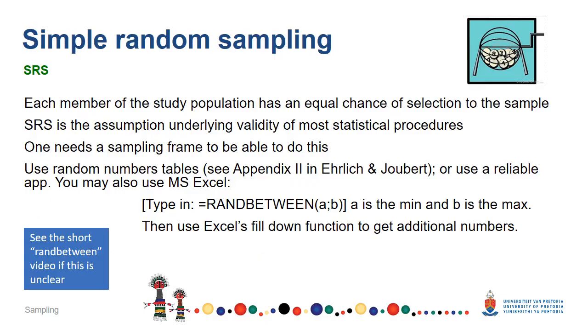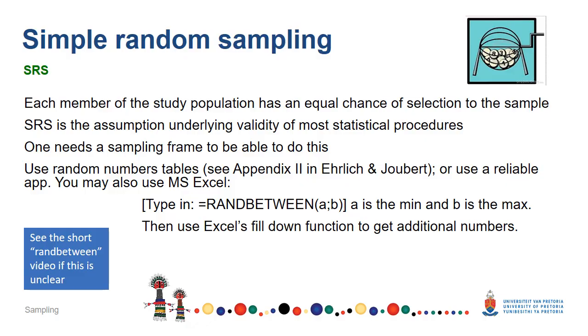The first probabilistic method is simple random sampling. It's the best known one, otherwise known as SRS. In this method, every member of the study population has got an equal chance of being selected into the sample. Whether or not they are selected depends purely on random chance factors. So in that way, we try to eliminate any possibility of bias in the sample.